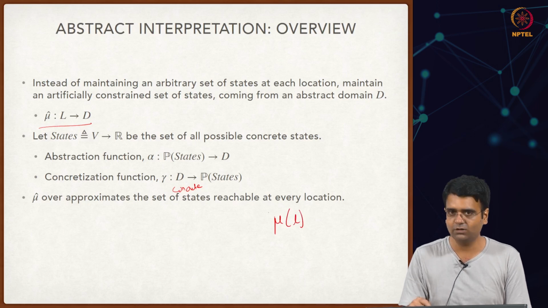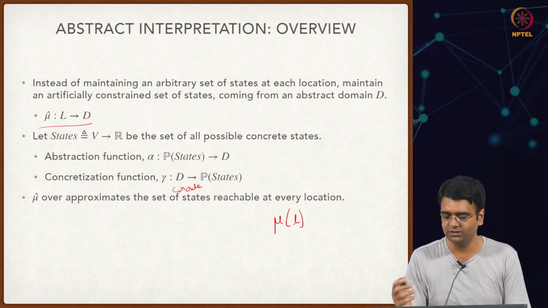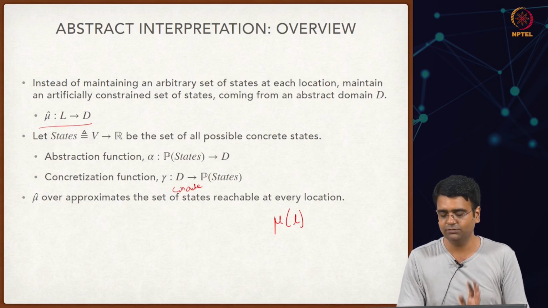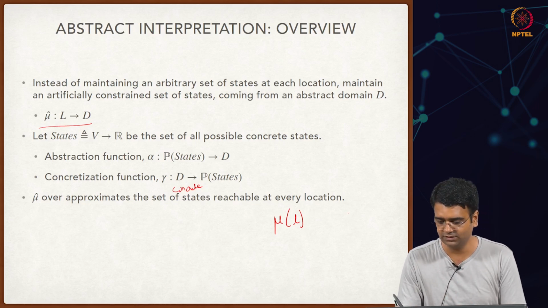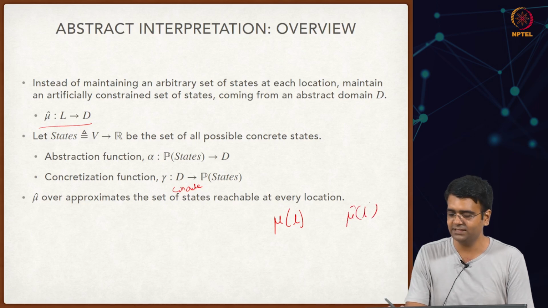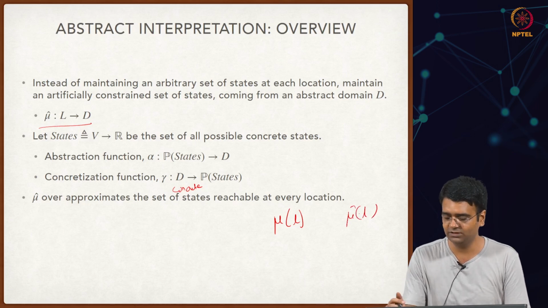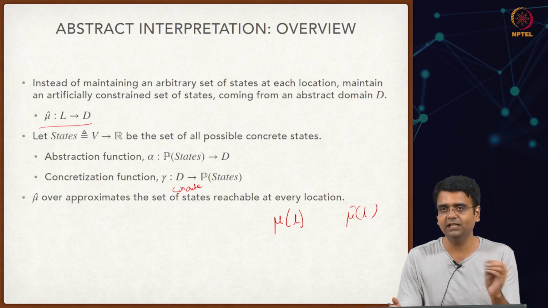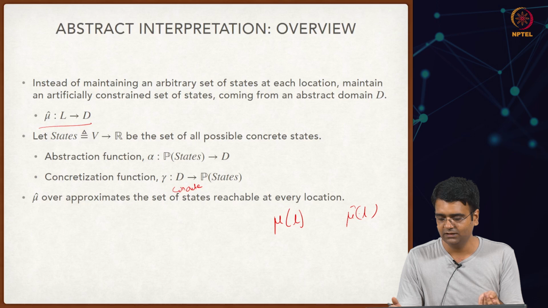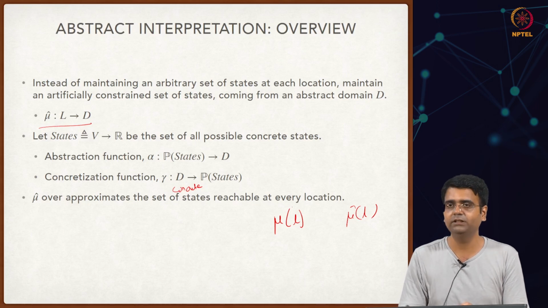So mu of L is the concrete inductive assertion map. It's computing the exact set of concrete program states reachable at the location L. Mu hat of L is the abstract inductive assertion map. So it's computing an abstract element, or an element of the abstract domain. What is the relationship between these two?